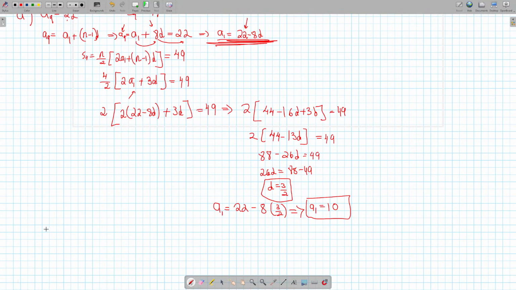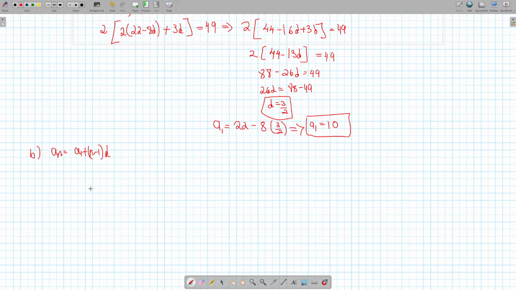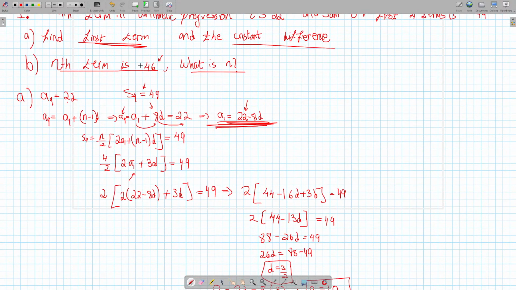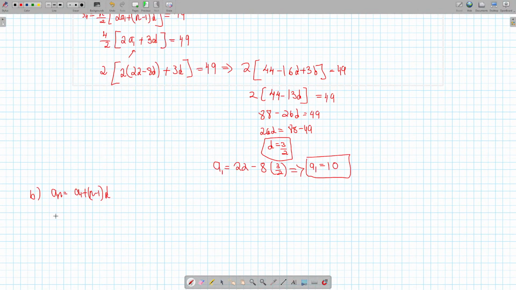What is the nth term of any arithmetic progression? a_n is equal to what? a1 plus (n minus 1)d, right? They're saying that a_n is equal to 46. What's n going to be equal to? So 46 is equal to a1, which is 10, plus (n minus 1). We don't know what n is, so we're just going to keep this in terms of n minus 1. And d is 3 over 2.